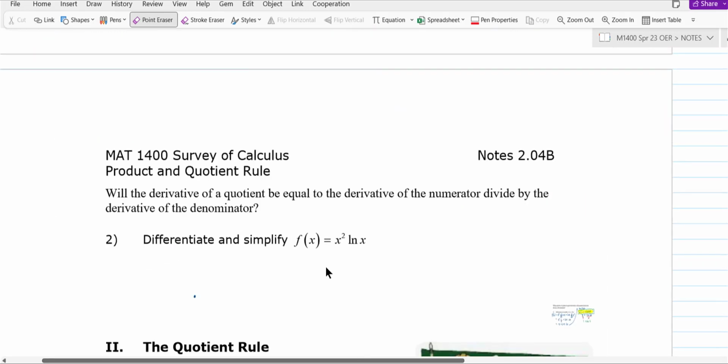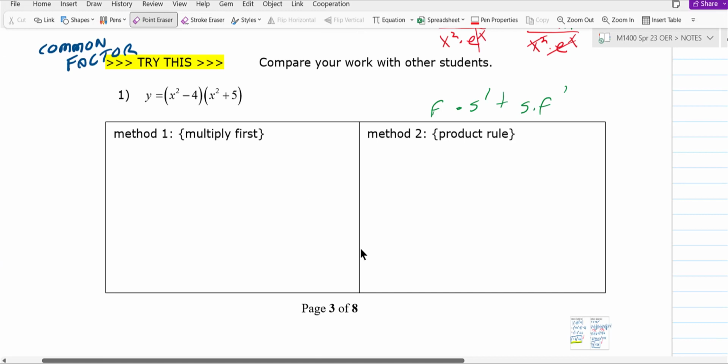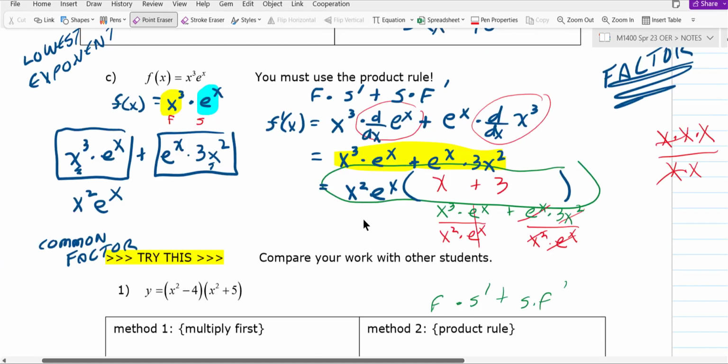you have no choice on this one but to use the product rule, because that's x to the second times ln x. Okay, I'll leave up the work I did on that part C up there, and go ahead and start working on those two problems and work together and see if you're getting the same answers on that. I'll come around if you need a little help.